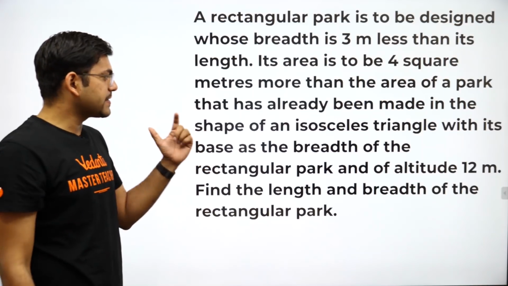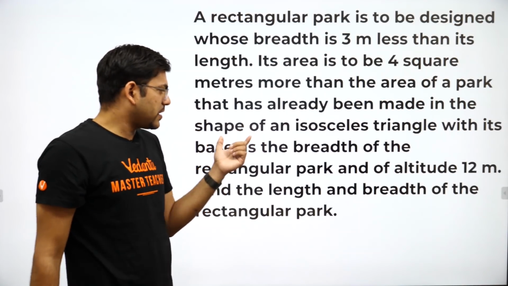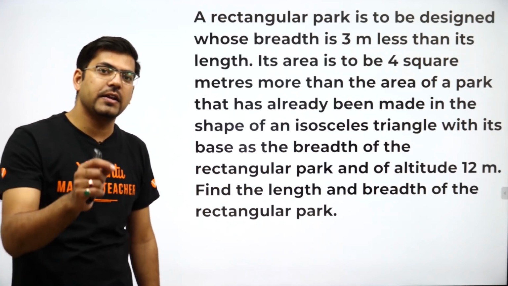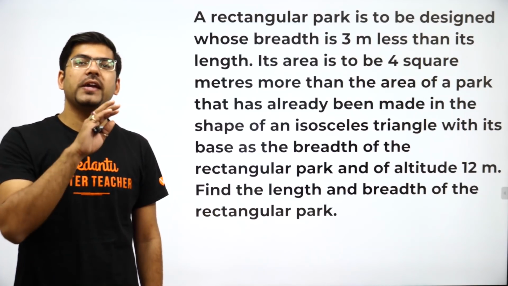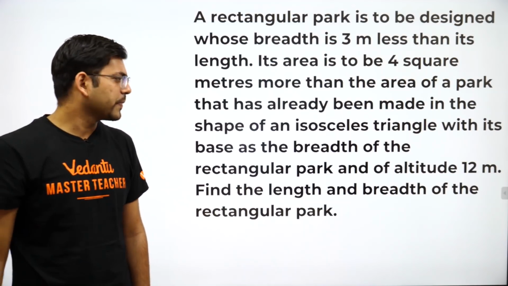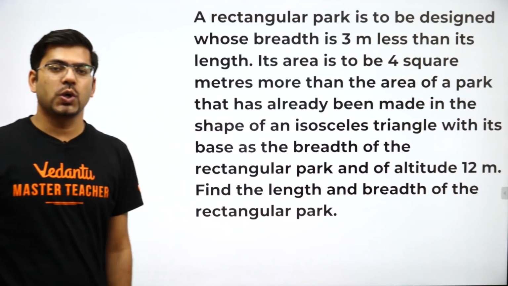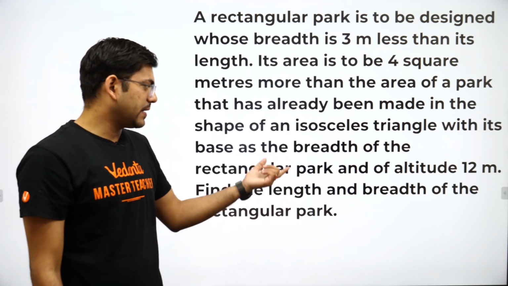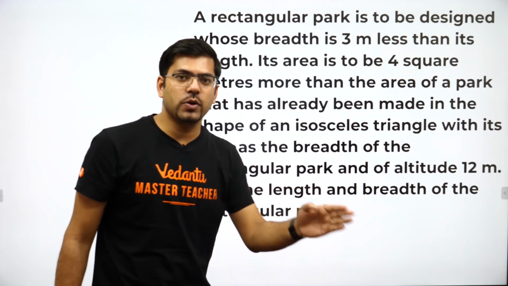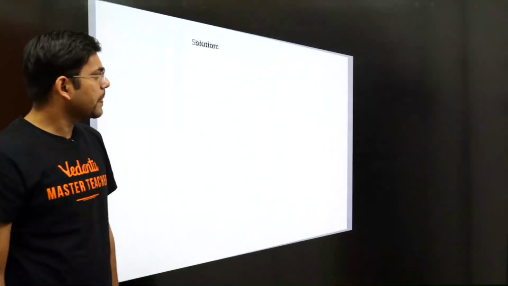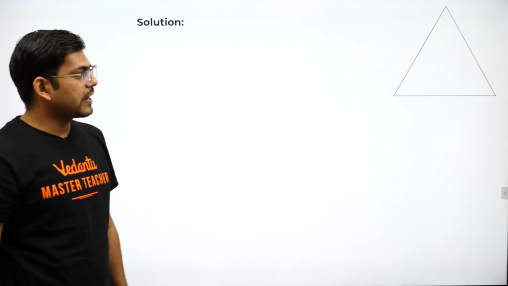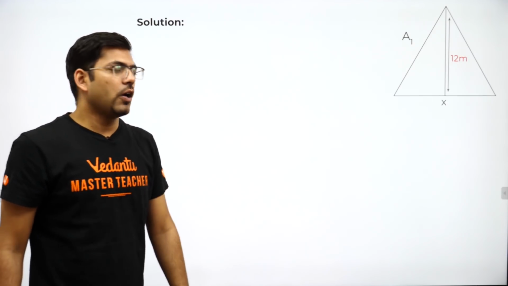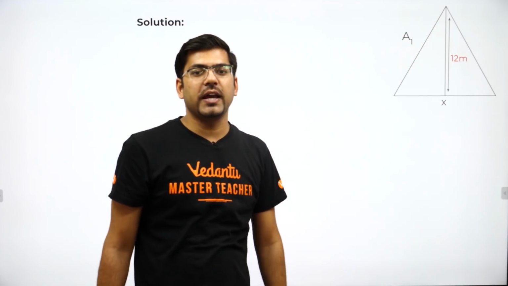Don't get worried. Now take this isosceles triangle first, with base as the breadth of the rectangular park. First I will assume the breadth of the rectangular park to be x or b, whatever you want. Altitude is already given, so I am done with the area of the isosceles triangle: half into base into height. Base is x and altitude is 12, so half into x into 12. Let's see the solution. For this isosceles triangle, altitude 12 and base assumed x, I have assumed the area to be A1.